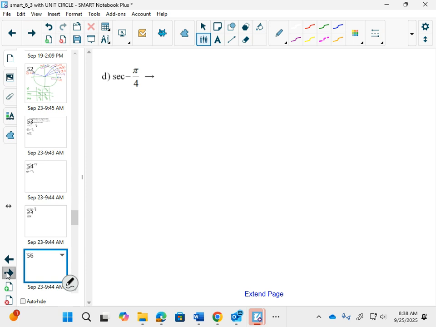Secant, cotangent, cosecant. Okay? We're going to start off with the same kind of things. You know the reference angle, it's pi over 4. And this angle is negative. What quadrant will it be in? Quadrant 4, because you're going in the negative direction. Then some of these ones off to the side, I'll show you what I'll be thinking.